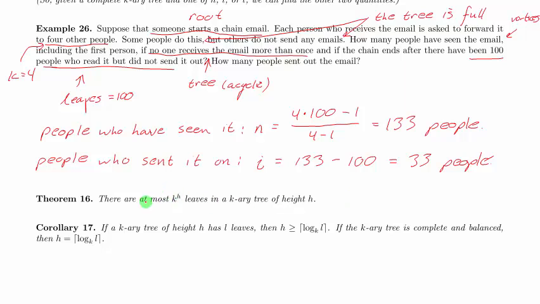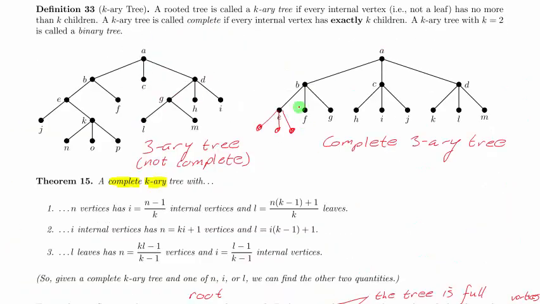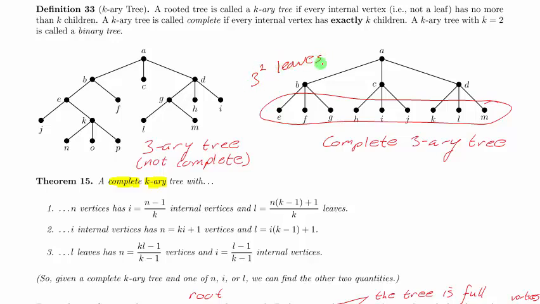Theorem 16 tells us that there are at most k to the h leaves in a k-ary tree of height h. We can look up at this example, and if I take away those edges, this is a height 0, 1, 2. So height 2, we're going to have at most 3 squared leaves on that, and we see that that is the case. Here we have exactly 3 squared leaves, which is 9. Looking at this example, we have another 3-ary tree. The height here is 1, 2, 3, 4. So we're going to have at most 3 to the 4th leaves.